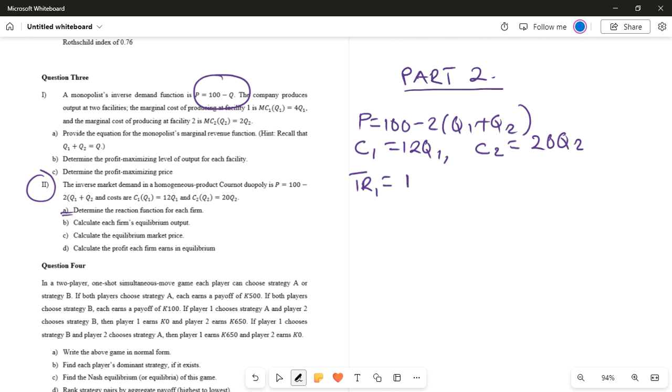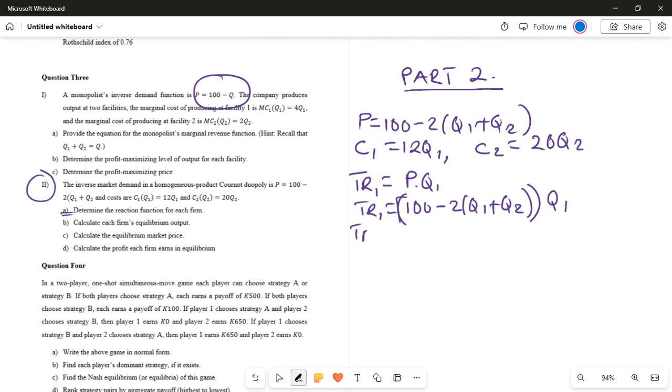Total revenue is equal to price multiplied by quantity produced by firm 1. From the data that we have, we have been given the price. So total revenue for firm 1 is going to be price, which is 100 minus 2 open brackets Q1 plus Q2, so we are multiplying this whole term times the quantity produced by firm 1.